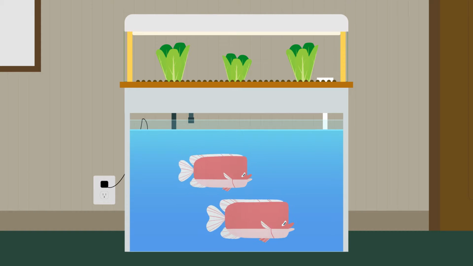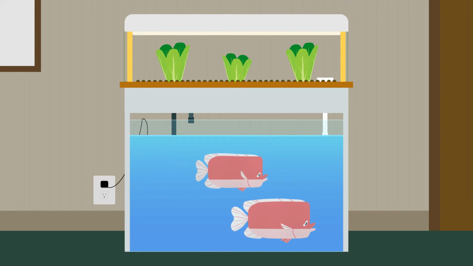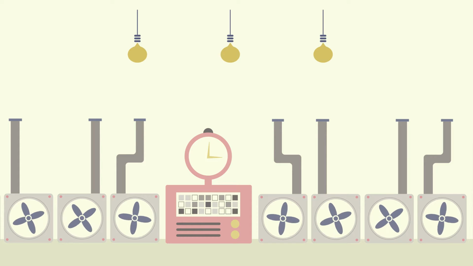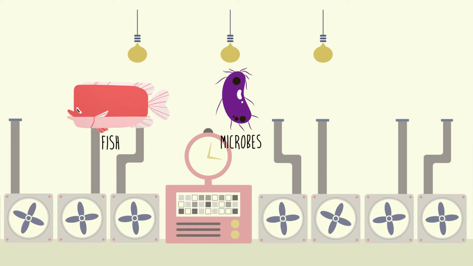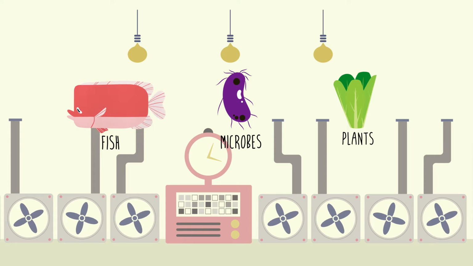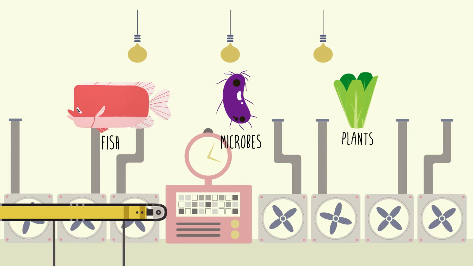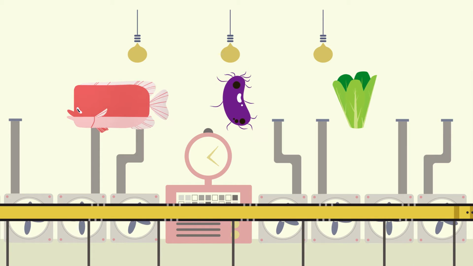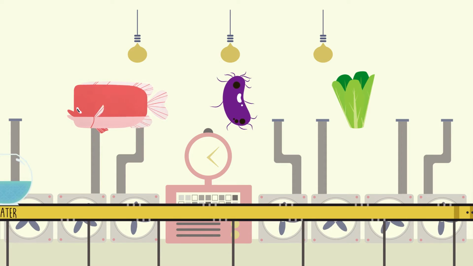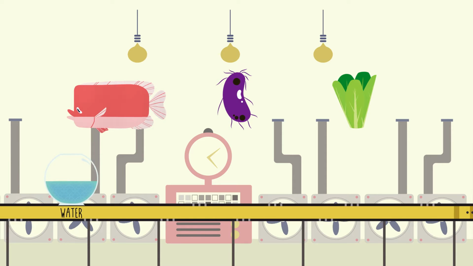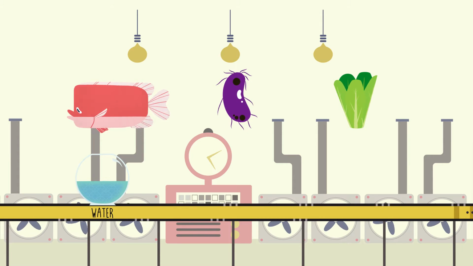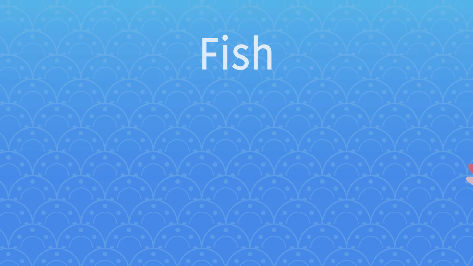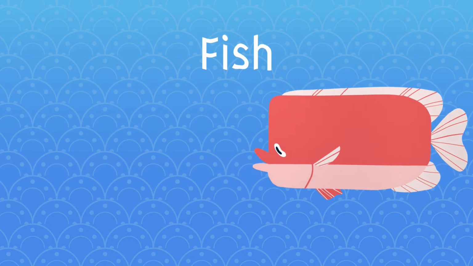Ever wonder how an aquaponic system sustains itself? There are three major players in an aquaponic system: fish, microbes, and plants. Like workers in an assembly line, each member plays an important role before passing the responsibility to the next member. Let's start with the most active and mobile inhabitant, fish.